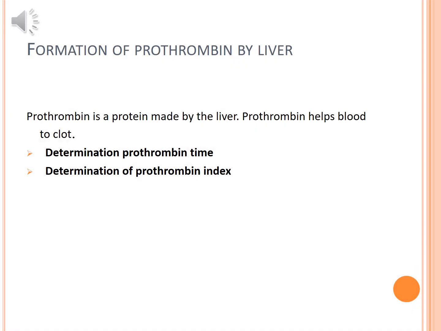And next one, formation of prothrombin by liver. Prothrombin is a protein made by the liver. Prothrombin helps the blood to clot. There are two types of tests. They are determination of prothrombin time and determination of prothrombin index.